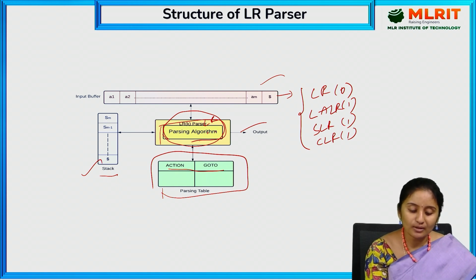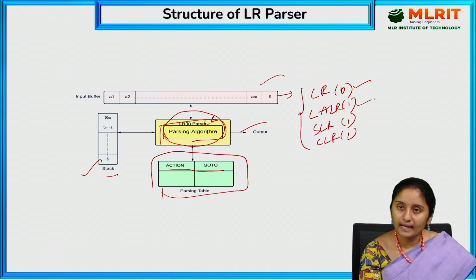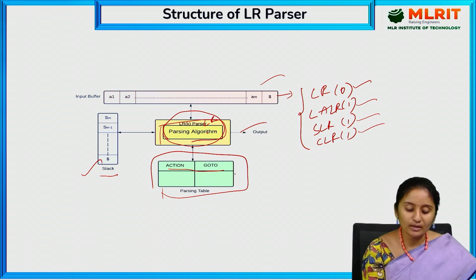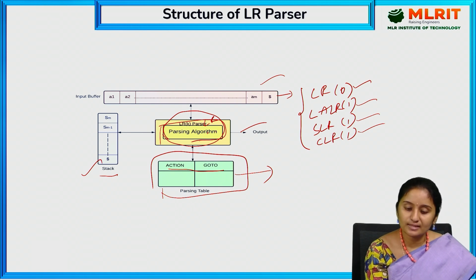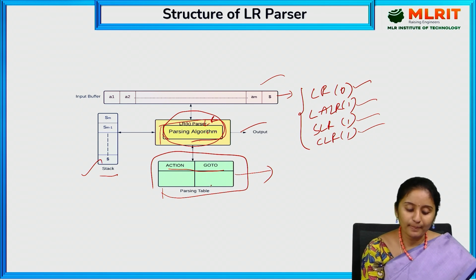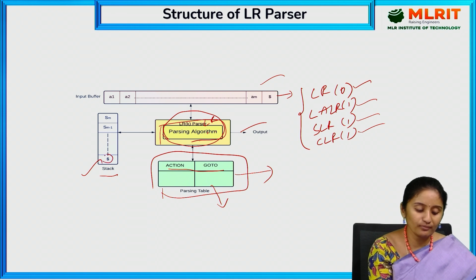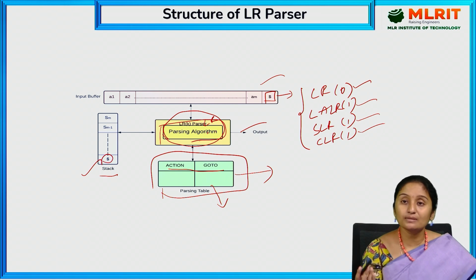Only based on the parsing algorithm, whether LR(0), LALR(1), SLR(1), or CLR(1), my parsing table is going to change. The stack remains the same, the input buffer or input string is the same, and the algorithm generates the output. Only the parsing table differs. The stack holds the bottom of the string, and a dollar indicates the start of the stack. The input string ends with a dollar, which indicates the end of the string.